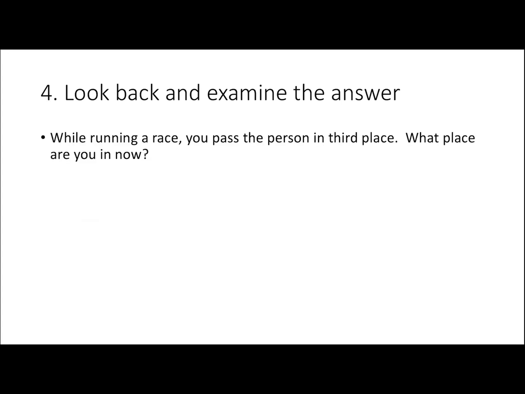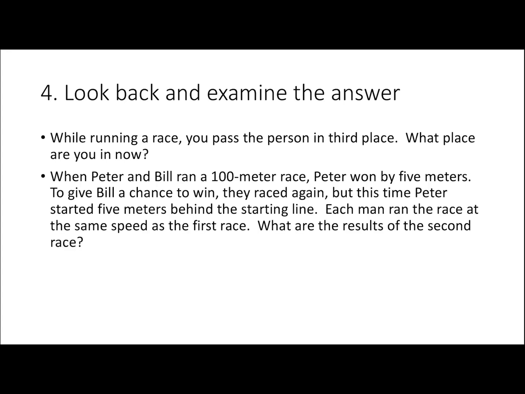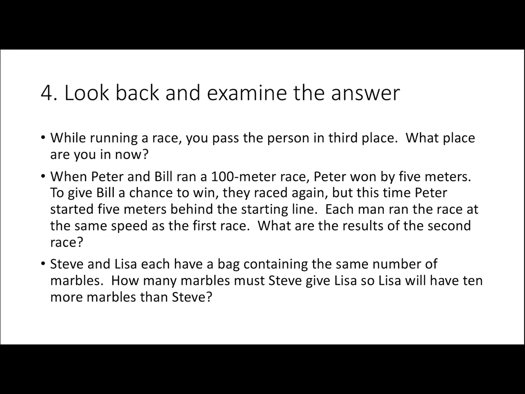Here's some similar problems. When running a race, you pass a person in third place. What place are you in now? When Peter and Bill ran a 100-meter race, Peter won by 5 meters. To give Bill a chance to win, they raced again, but this time Peter started 5 meters behind the starting line. Each man ran the race at the same speed as the first race. What are the results of the second race? And finally, Steve and Lisa have a bag containing the same number of marbles. How many marbles must Steve give Lisa so Lisa will have 10 more marbles than Steve?